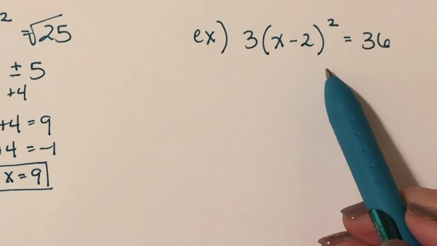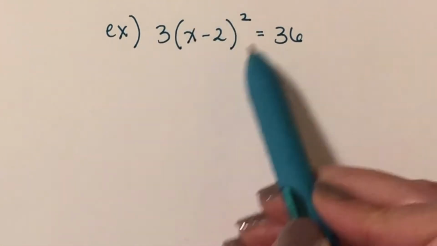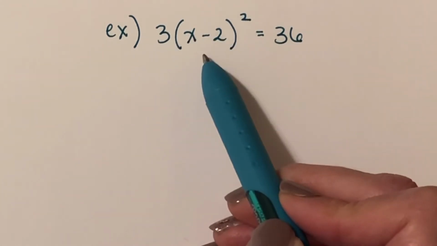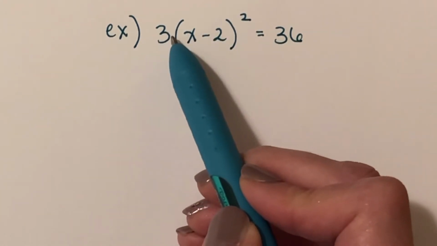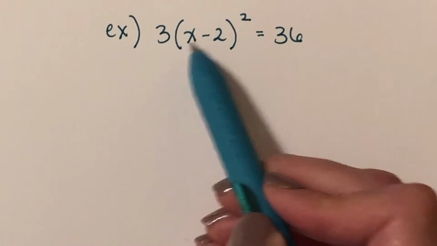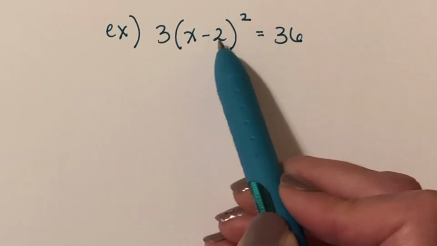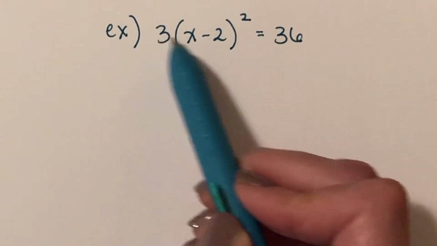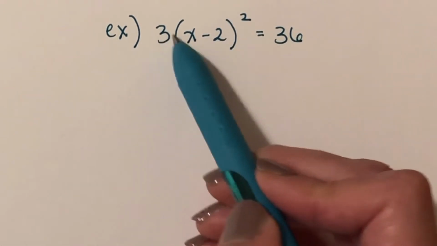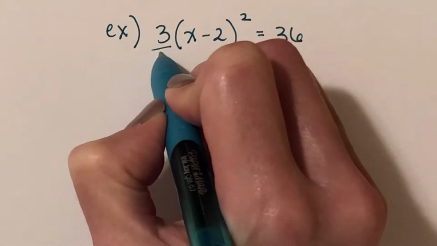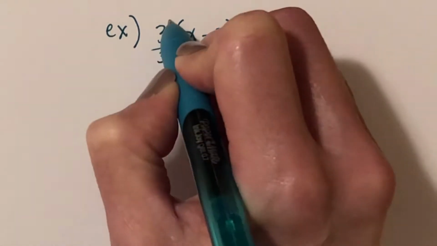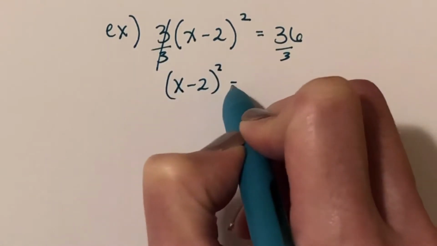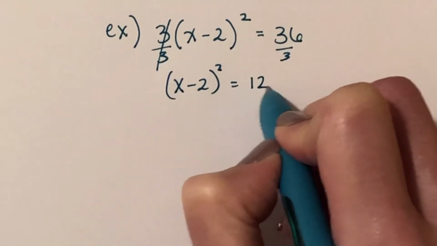Let's go ahead and do a problem where on the left side of our equation we don't have just a perfect square. In this case I have 3 times (x minus 2) squared equaling 36. I can't really take the square root of this because I have that 3 that's being multiplied. So I want to get rid of that 3. How do I do that? I just divide both sides by 3. Now I have my perfect square all by itself, which is what I want.